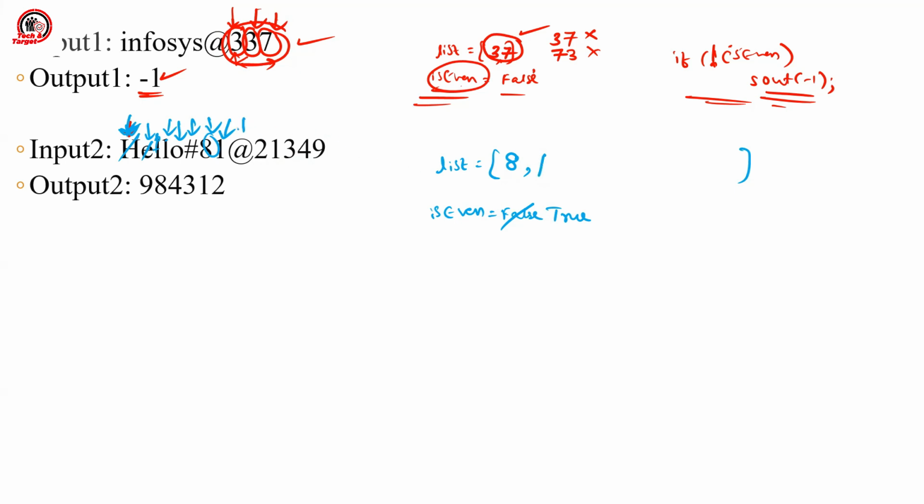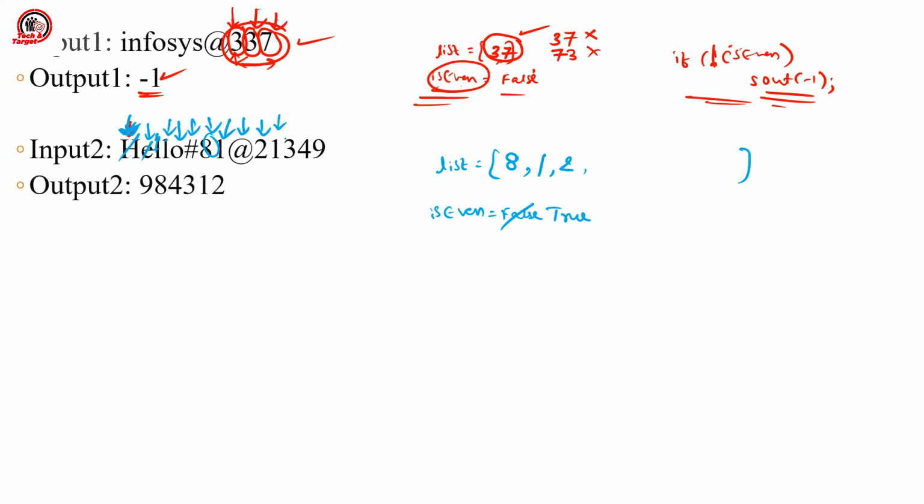Now we'll move on to the next character, which is at the rate. We see that at the rate is not a digit, so we'll move on to the next character. The next character is 2. We will check in the list. So 2 is not present in the list, so we will add that to our list, right?